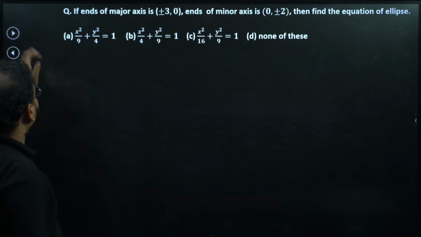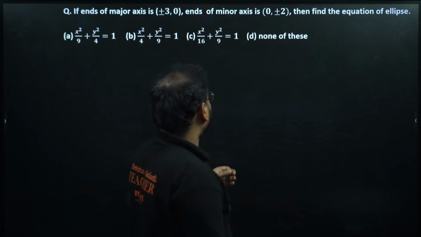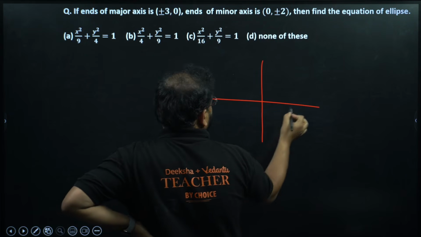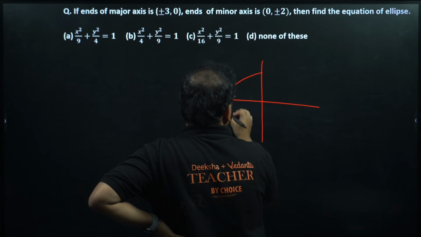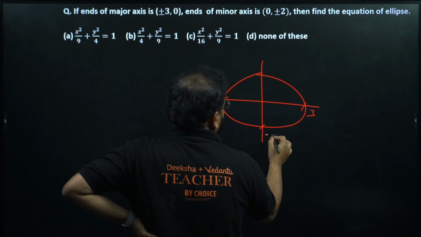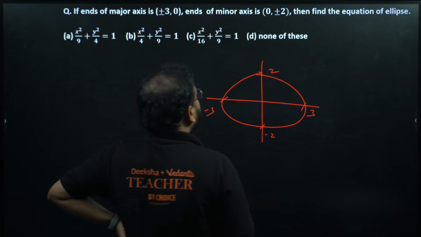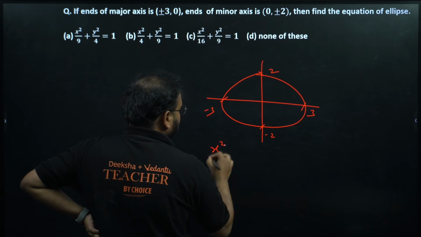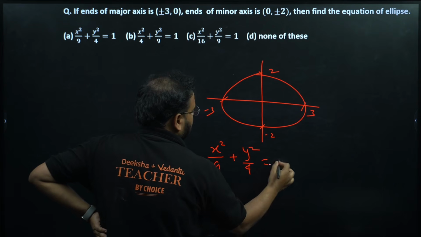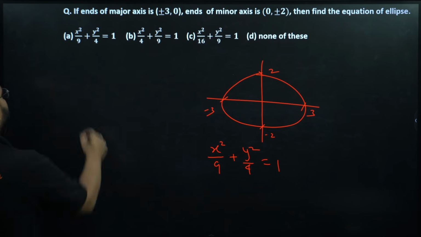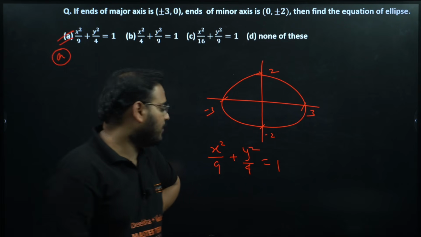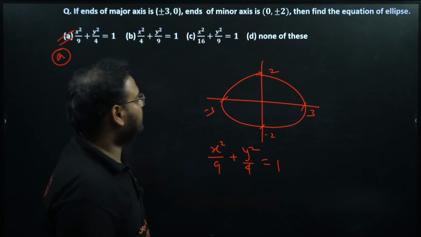Next one. The end of the major axis is given, for an ellipse. This is 3 and this is minus 3. This is the major axis, which means the x-axis is the major axis. This is minus 2 and 2. What are they asking us? The equation of the ellipse. We can do that. x square by the square of 3, which is 9, plus y square by the square of 2, which is 4, equals 1. Again, option A: x square by 9 plus y square by 4 equals 1 is the equation of this given ellipse. I hope it is clear.